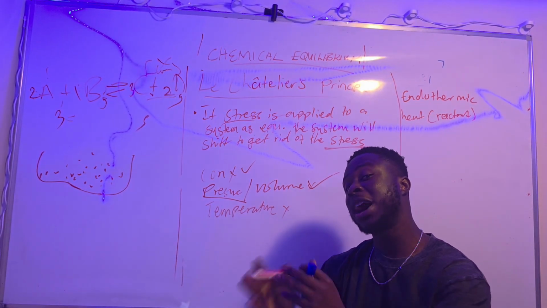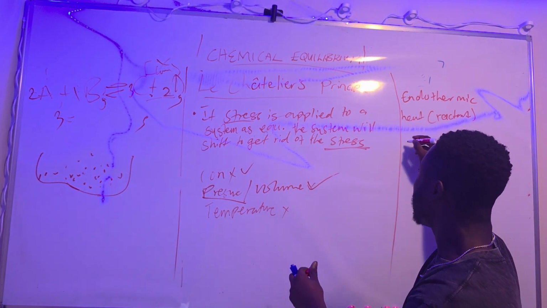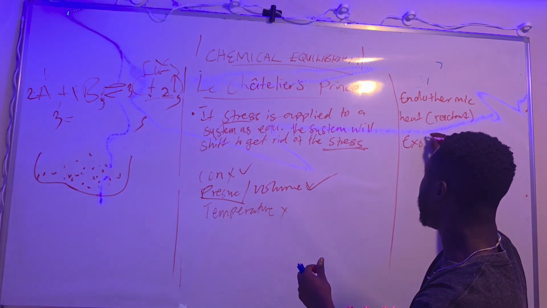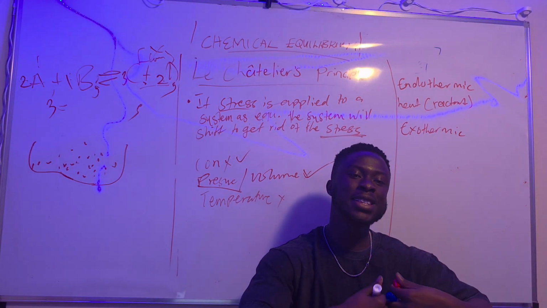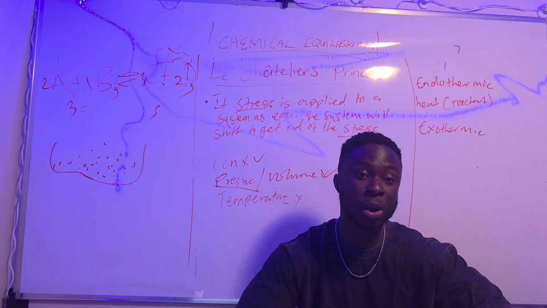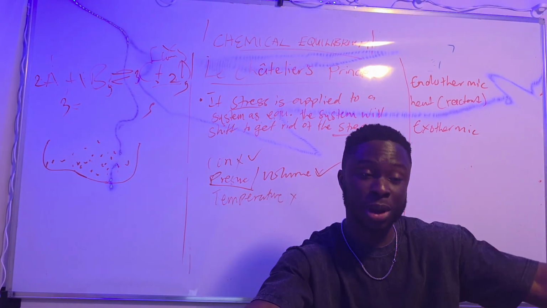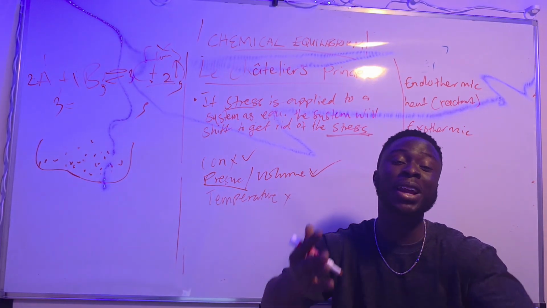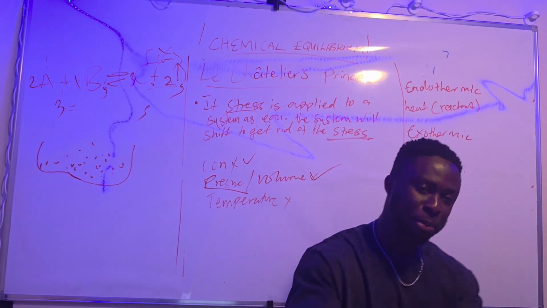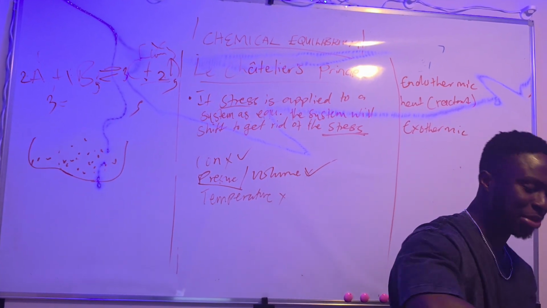That is the tricky part over here. Now, if the system is exothermic, right? Exothermic means it gives out heat. The system already gives out heat to the environment. And I do apply more heat. It means I am applying more products. It means I'm applying more products into the system.